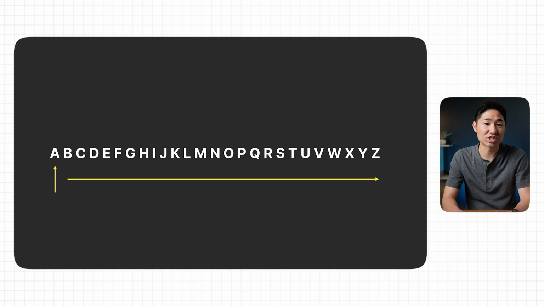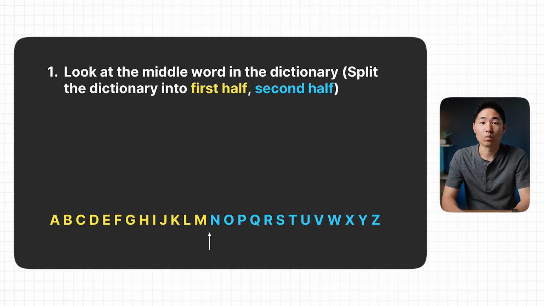Now, if you were to tell a machine to perform this algorithm, we need to give it a repeatable set of instructions. The idea for the algorithm would look something like this. 1. Look at the middle word in the dictionary. Split the dictionary into a first half and second half.